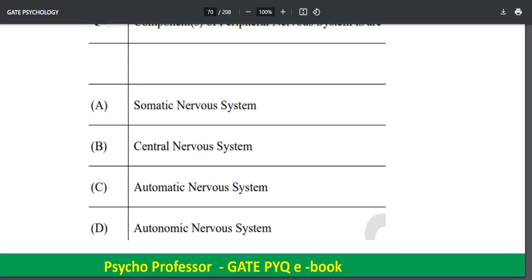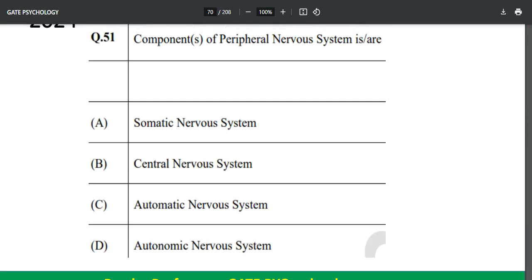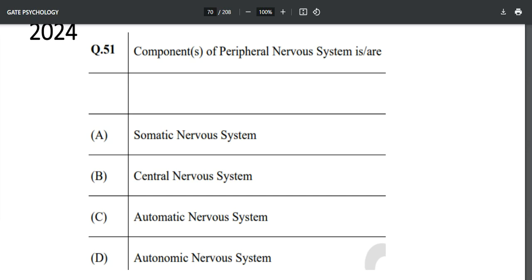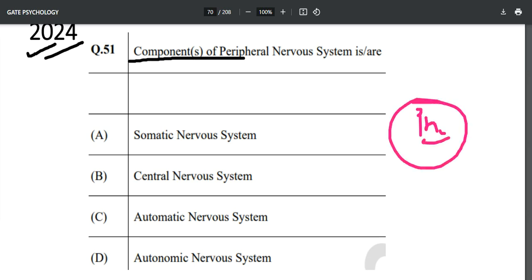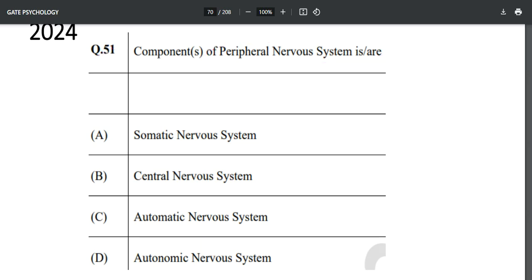Moving forward to the next one: components of the peripheral nervous system are. How easy they can ask? Come on, this is one of the easiest questions in GATE 2024. Even that intelligence theory was the difficult one. This is very easy. Components of the peripheral nervous system are.